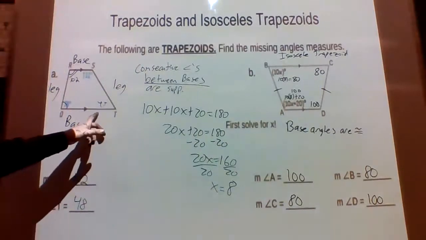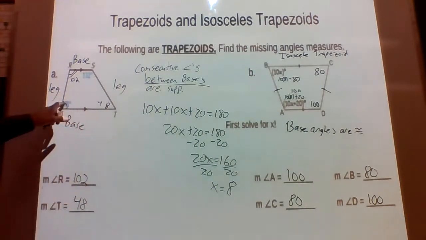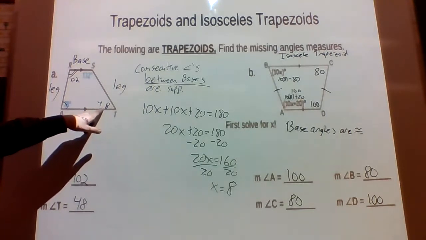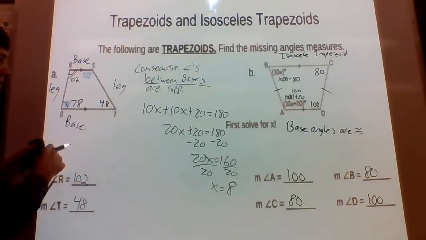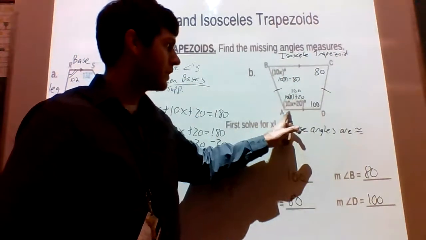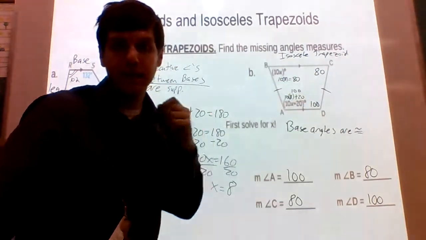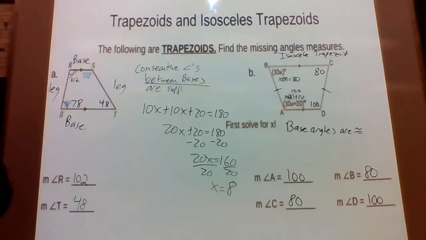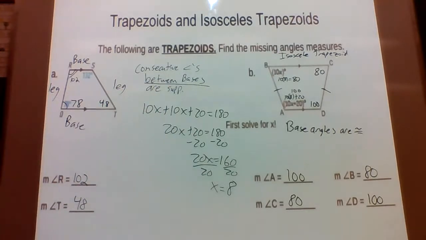So you don't want to make the mistake here. This is not isosceles, so these base angles are not the same. This is 48, this is 78. They're not the same. But since this is isosceles, your base angles are the same. 100 and 100, 80 and 80. Before you solve, make sure it's isosceles before you say the base angles are congruent.